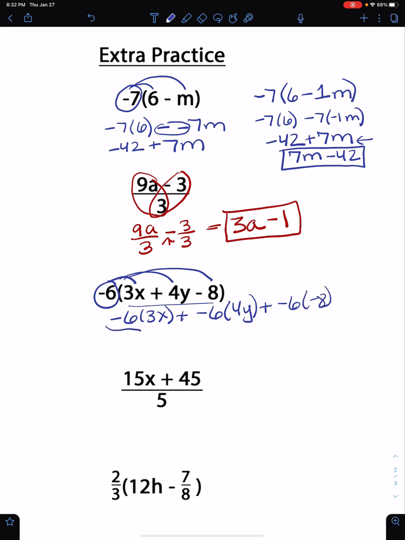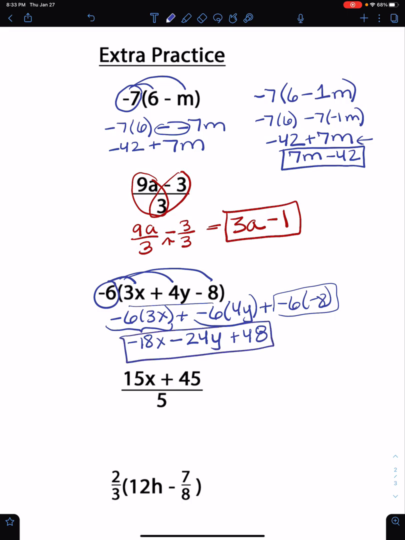So negative 6 times 3x is negative 18x. And then negative 6 times positive 4y is negative 24y. And here you can have plus negative 24y or just minus 24y. Those are the same thing. And then negative 6 times negative 8 is 48. And that would be my answer to this.